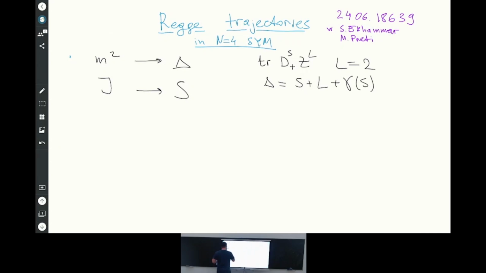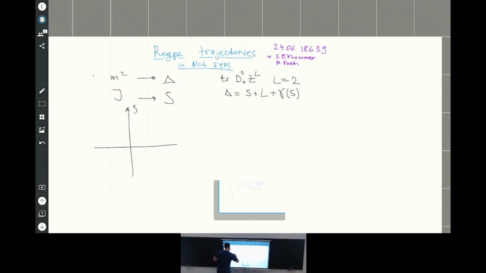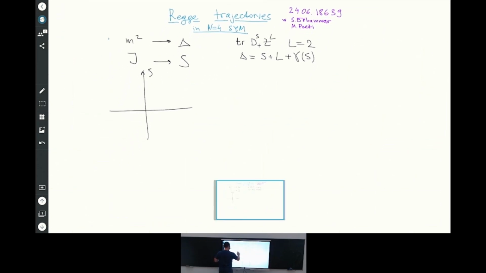Right, so if we start making the plot of delta as a function of S. Delta is a function of S. Then this trajectory obviously comes through, when S is equal to 0, through the point 2. And this is 2, this is just the trace of Z squared. And then when S equal to 0, that's Konishi. And then it carries on like this.